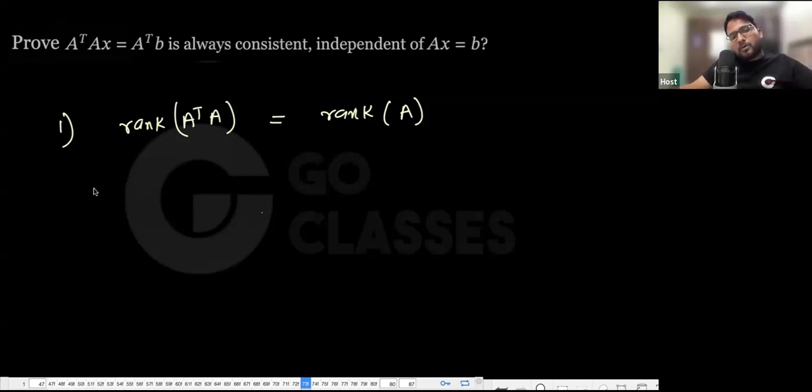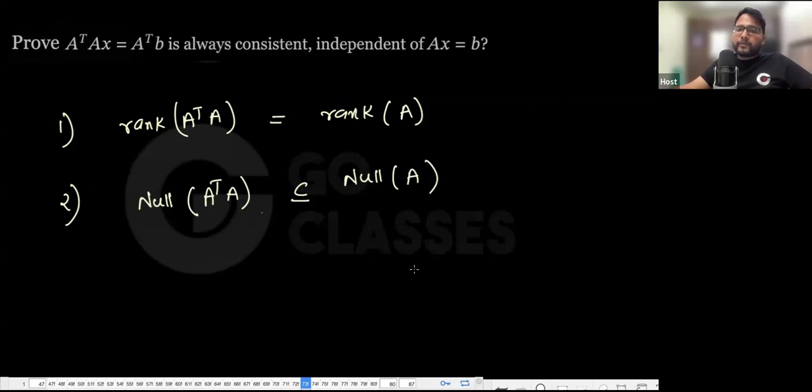Now, the second thing that we have seen was that null space of A transpose A is a subset of null space of A, right? Now, using these two things, can we prove that this set of linear equations is always consistent?